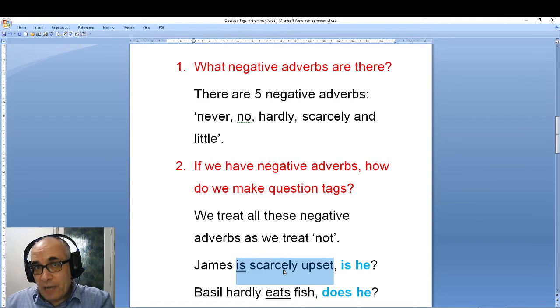So the question tag must be positive, because the question tag is opposite the sentence. The sentence is negative, the question tag is positive. So, is he? This is the question tag. And as I said, the question tag is at the end of the sentence. We put the verb before the subject, and is scarcely is negative, and here it is positive.